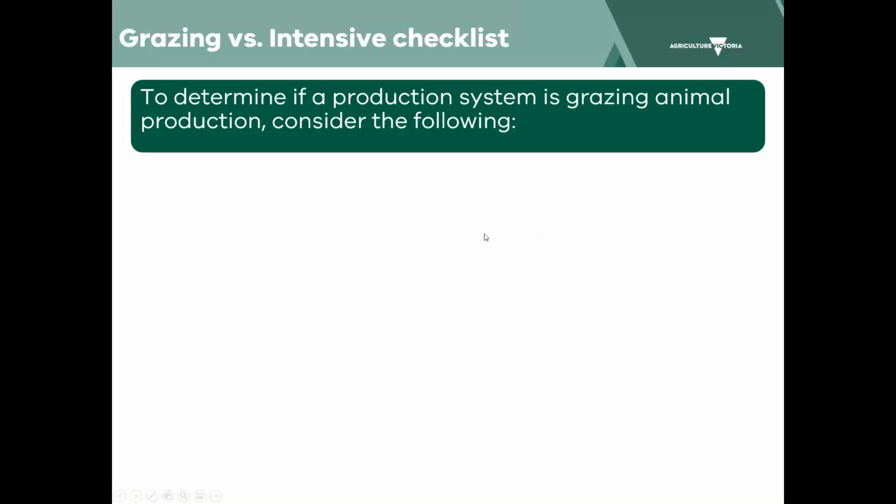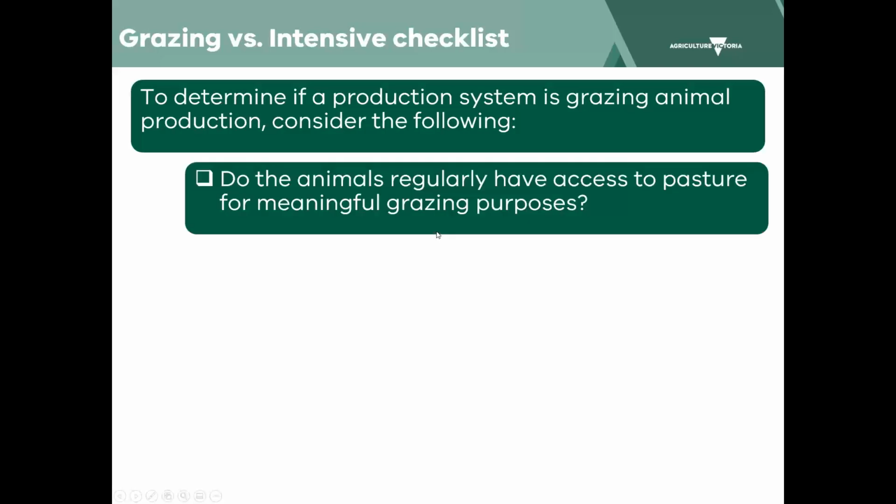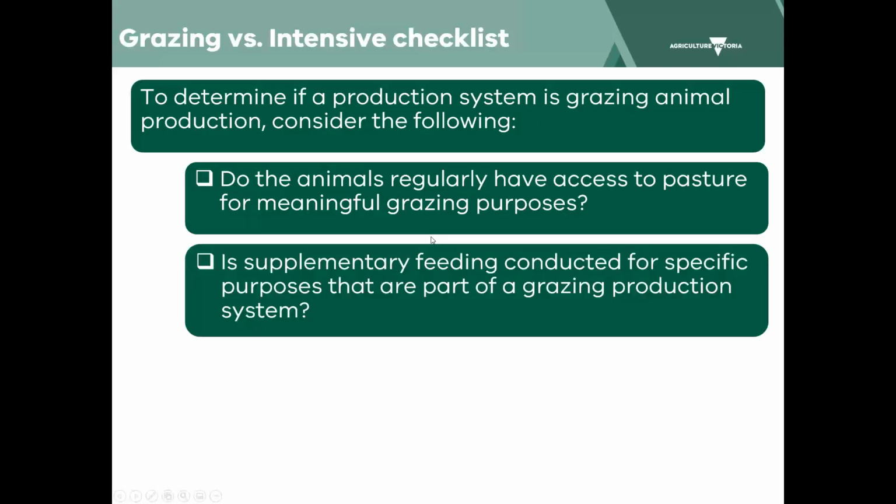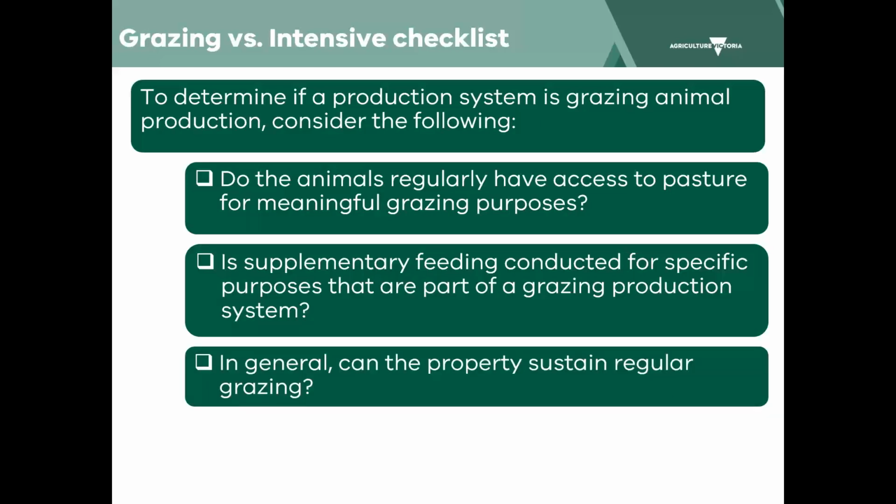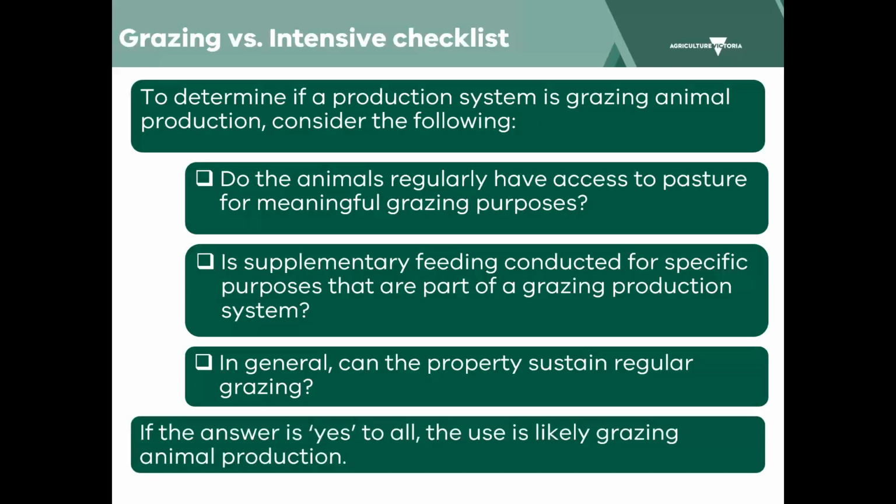So the easy way to determine if you're a grazing animal production system is, do the animals have regular access to pasture? Is supplementary feeding conducted for specific purposes as part of the grazing production system? In general, can the property sustain regular grazing? If you've answered yes to all of these, then you're likely grazing production, and a stock containment area will fit within that with no or minimal requirements.